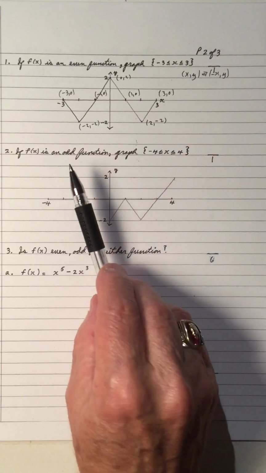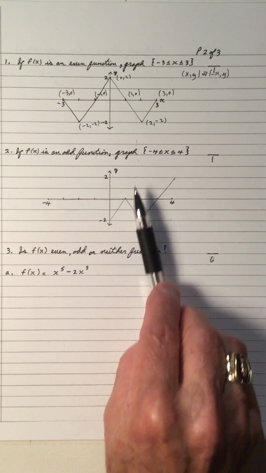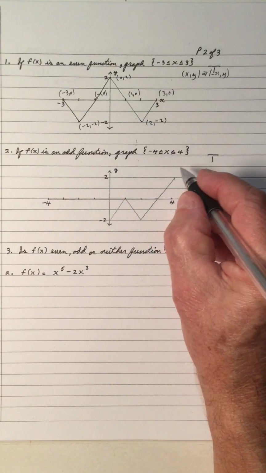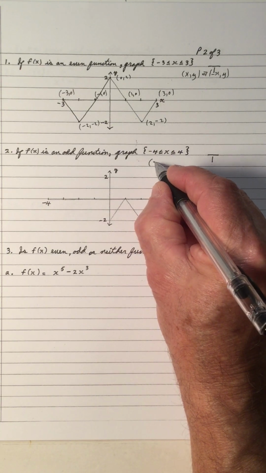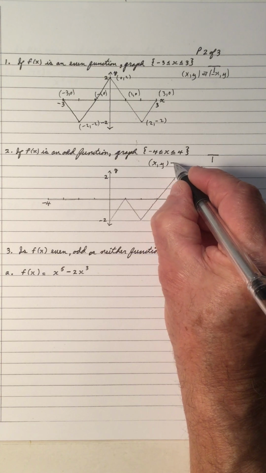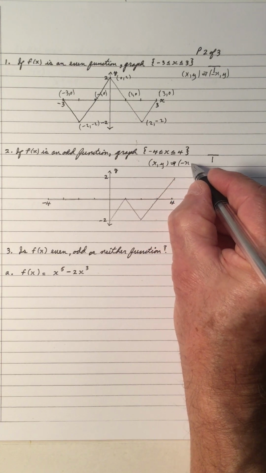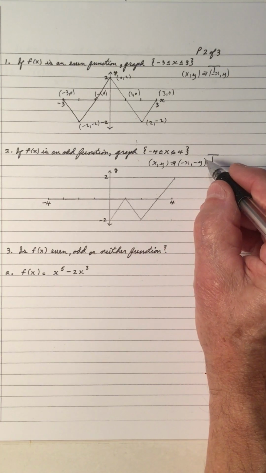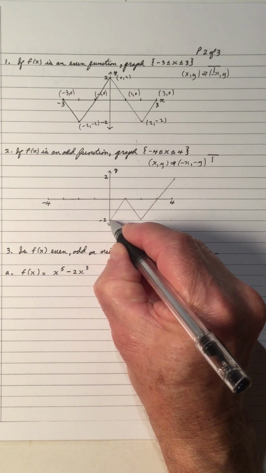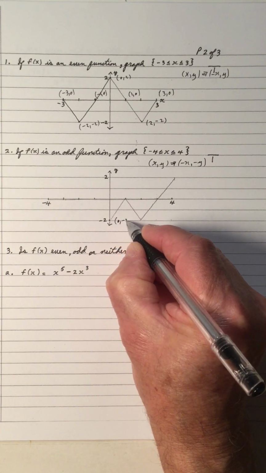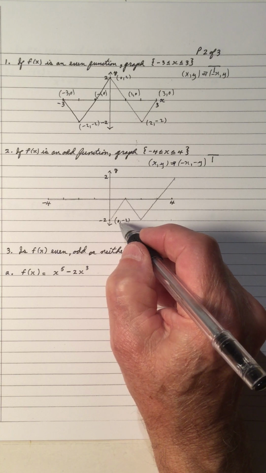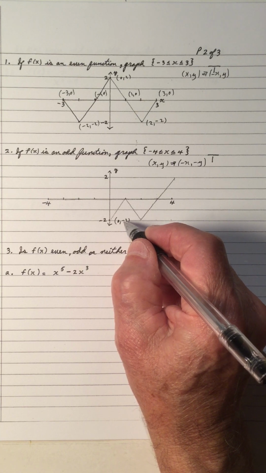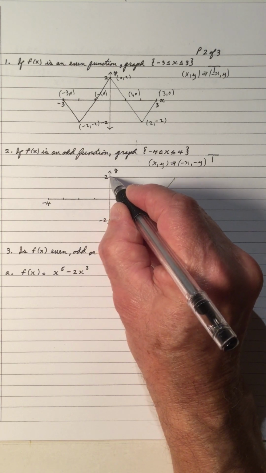Now, what about if this is an odd function? This is an odd function, and we're graphing it over -4 to 4. If it's an odd function, we have x, y is mapped to negative x, negative y. So we have to change both of them. That means right here, this point is 0, negative 2. When we change both of them, we will get 0, 2, which is right here.